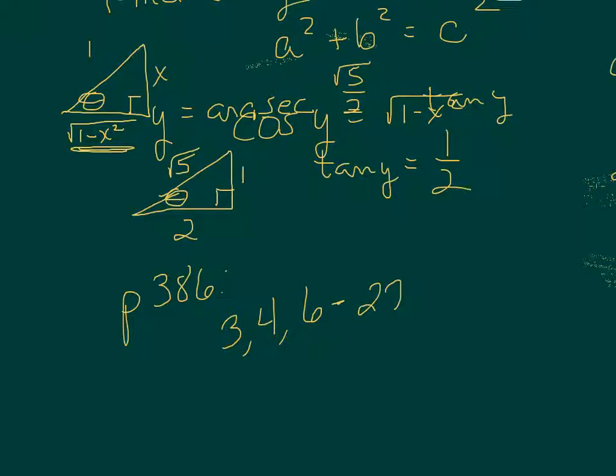3, 4, 6 to 27 every third, and 31 and 34.